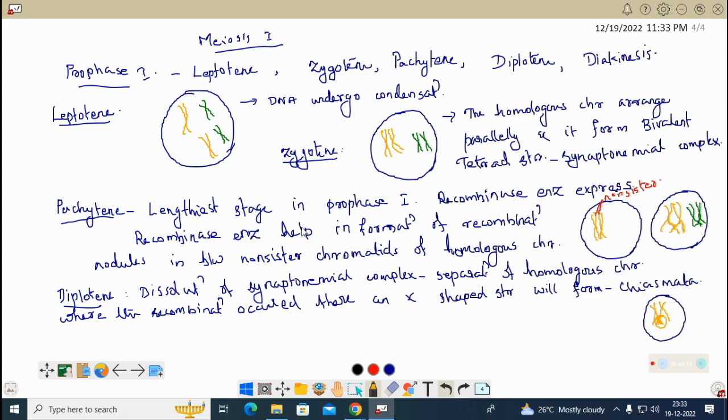Now the final stage of meiosis prophase 1 is diakinesis. In diakinesis, the chiasmata will undergo terminalization. They will break there. When they are breaking, I'll just show you what will happen. Next one is diakinesis, where terminalization of chiasmata occurs.